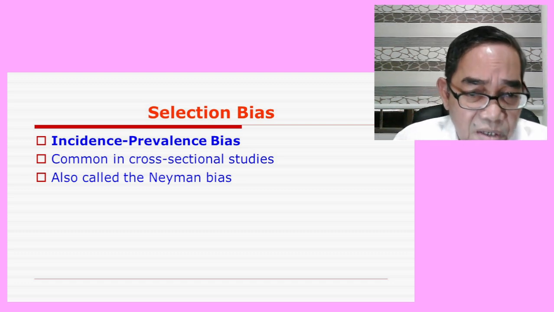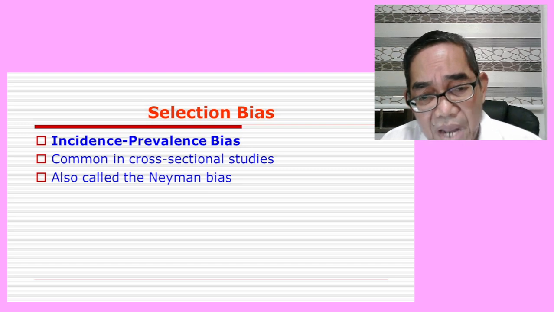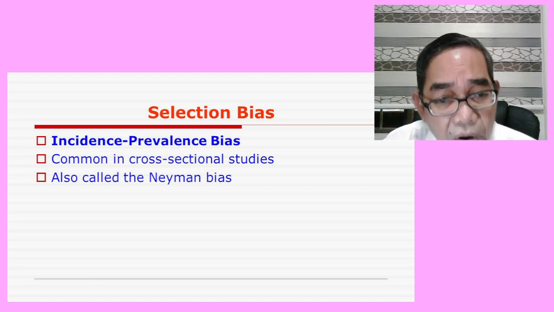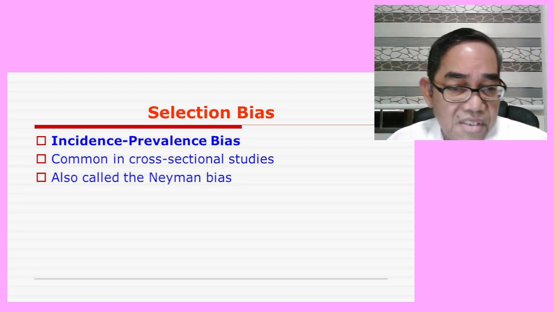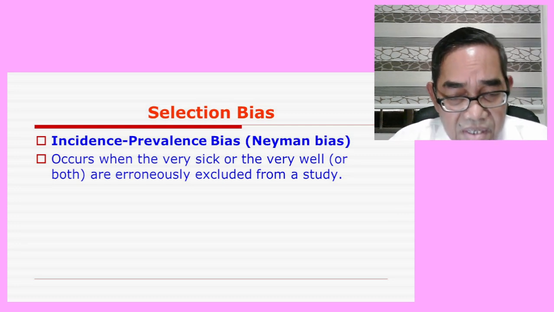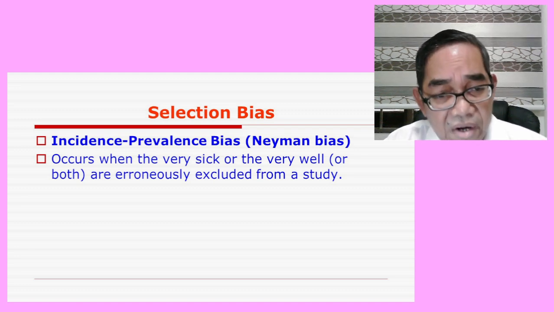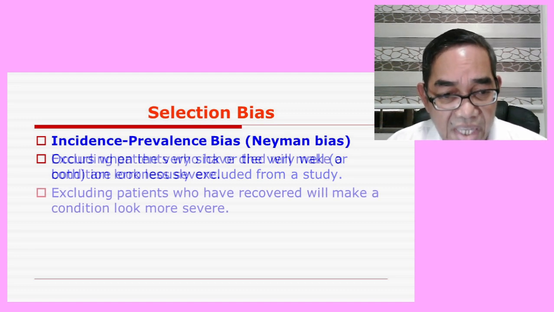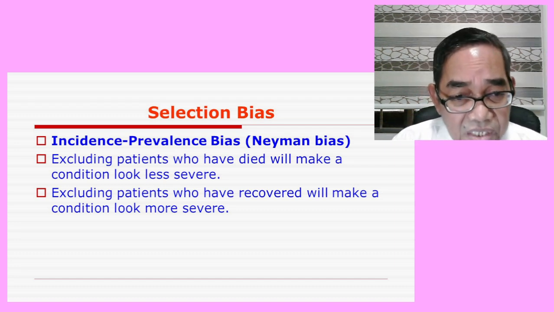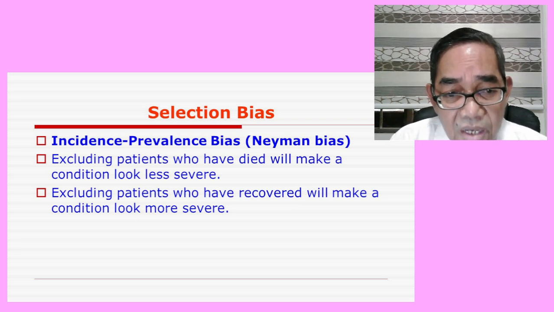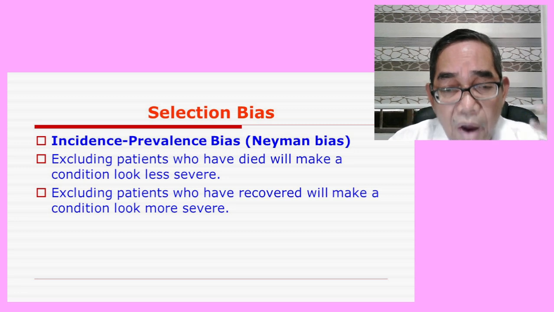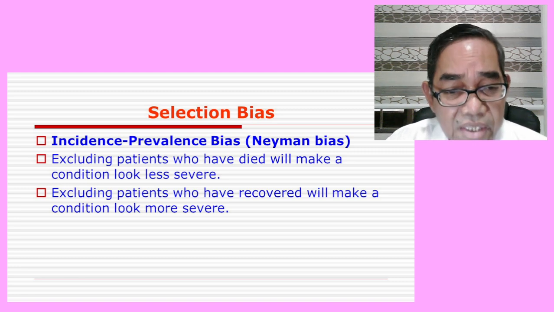Another type of selection bias is what we call the incidence prevalence bias, and this is common in cross-sectional studies. They also call it the Neyman bias. The Neyman bias occurs when the very sick or the very well or both are erroneously excluded from the study. Excluding patients who have died, because they are the very sick, will make a condition less severe. And likewise, excluding patients who have recovered will make a condition more severe.